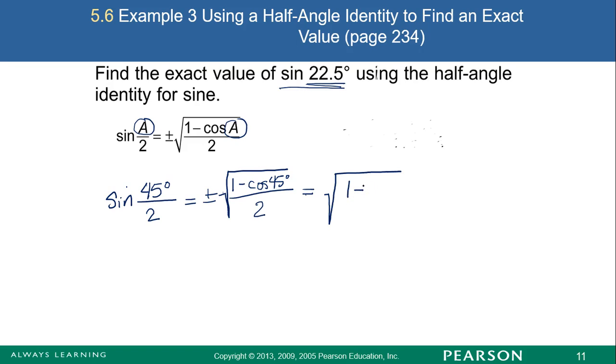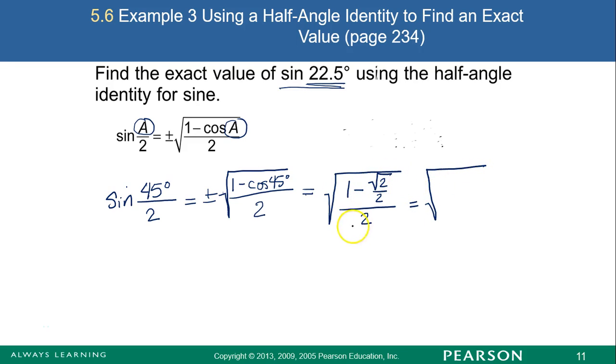1 minus, now cosine of 45, we should know that is the square root of 2 over 2. And then we have over 2. Now the only thing we have to do is simplify this right here. Now we are going to end up with a square root inside of a square root in our final answer. That happens a lot whenever we're solving for angles that are half of exact angles that we know of. Okay, so square root.